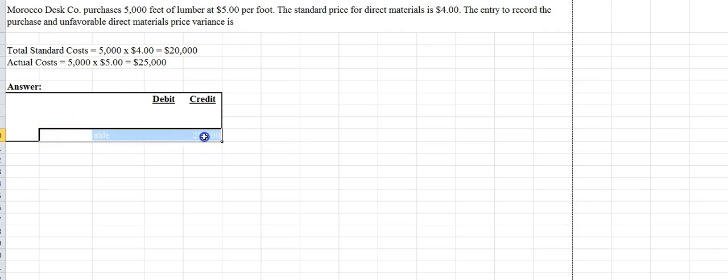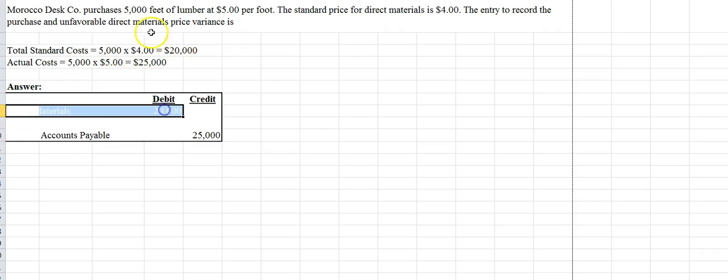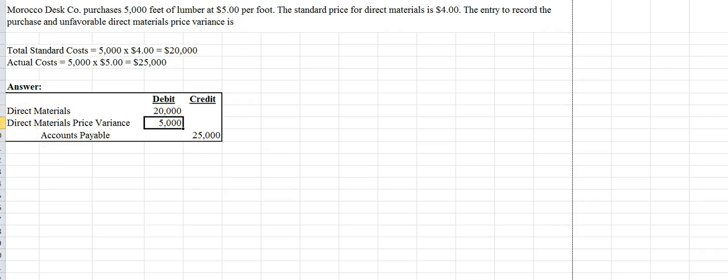So my first entry is going to be accounts payable, right? Accounts payable for $25,000. And my next entry is going to be based on actual, right? Let's base it on standard cost here. So we bought direct materials. Based on the standard cost, how much of direct materials did we buy? Well, based on standard cost, we bought $20,000 in direct materials. So our unfavorable variance is $5,000, which we put here in this line.